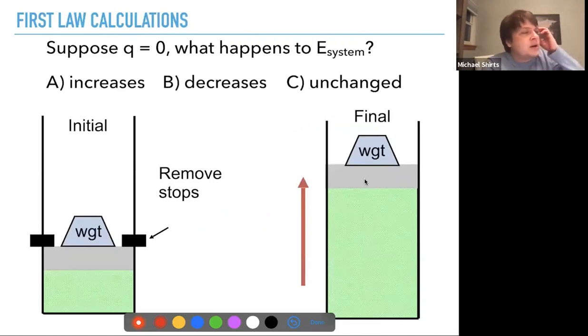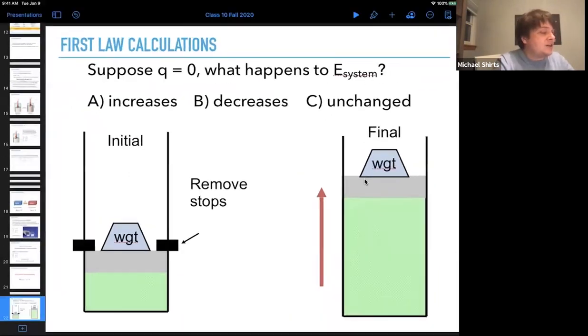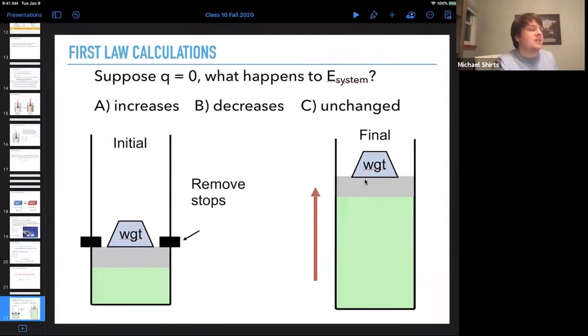Let's use this a little bit more. Suppose that the heat transfer is equal to 0. What happens to the energy of the system here? Well, the setup is you've got a weight that's pressing gas down. You remove the stops and the gas goes up. And then we reach some final equilibrium. So what happens to the E system here? So let's start writing it down. This is where you could sit down and do it intuitively, but let's do the calculations just to see.